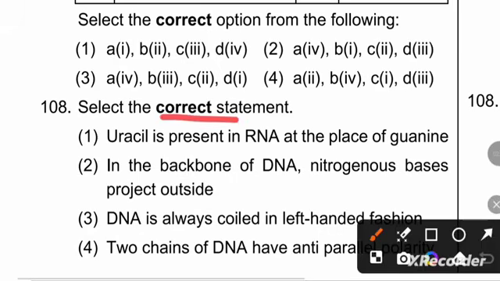Select the correct statement. We need to find out the correct statement. Uracil is present in RNA in place of guanine. No, in place of thymine, uracil is present. So this is the wrong statement.